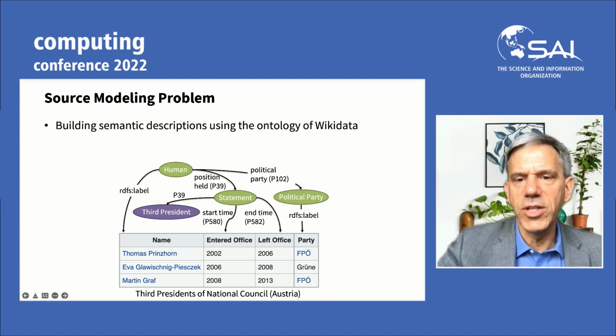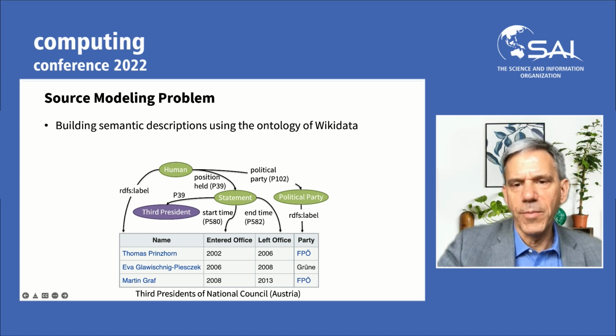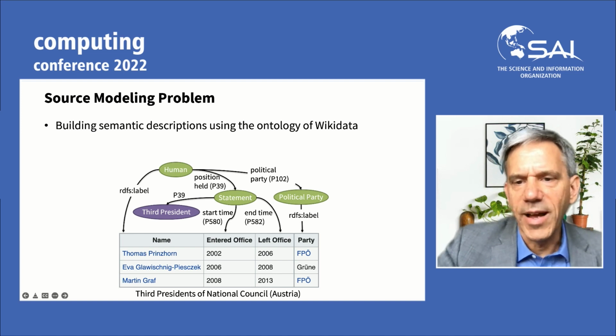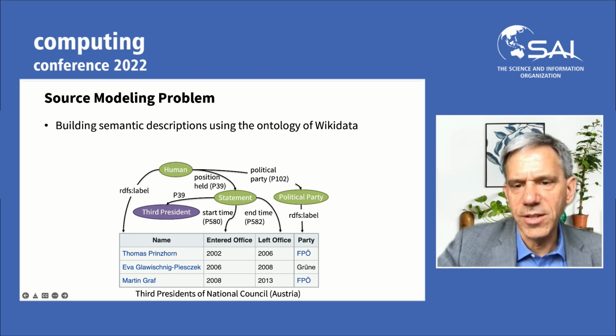And in Wikidata ontology, everything has both a name and a number. So there's a position they held, and in this case, that's a P39. And you'll see we use these abbreviations later, so it's useful to sort of remember these. And then each person here has a political party, which is a P102.